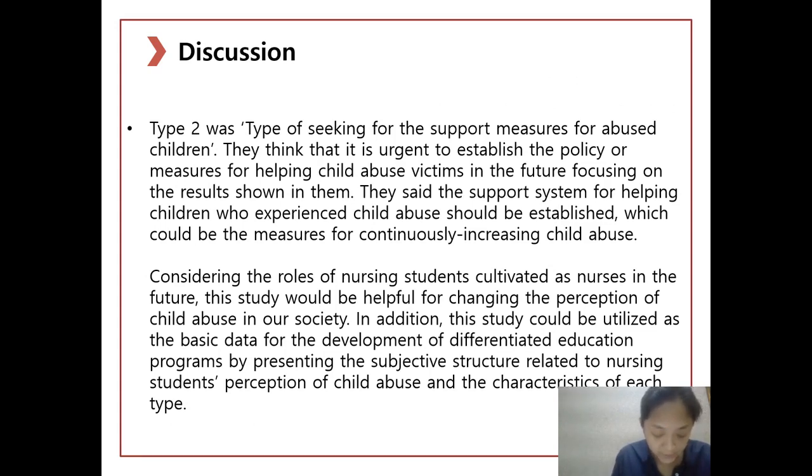Type 2 is the type of seeking support measures for abused children. They think that it is urgent to establish the policy or measures for helping child abuse victims in the future, focusing on the results showing them. They said the support system for helping children who experienced child abuse should be established, which could be the measure for continuously increasing child abuse.